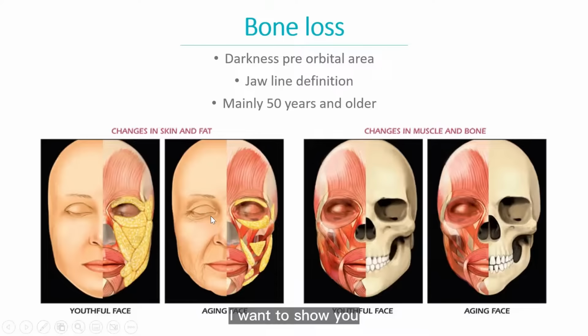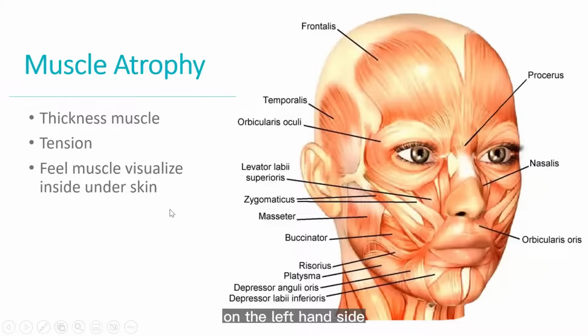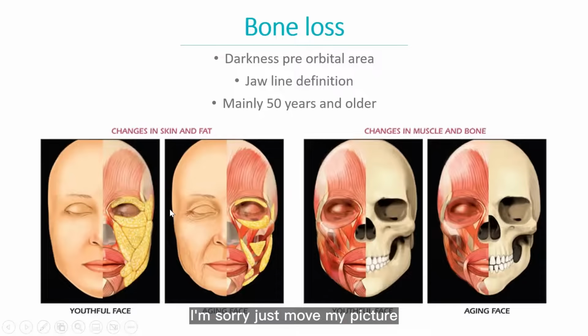On this picture, I want to show you on the left-hand side. I'm sorry, I just moved my picture. On the left-hand side, we're going to see here a youthful skin and the fat. On the second one, again, fat loss. On the right one, we're seeing muscles. If you can see, the muscles on this left picture on a young face and here on an older face are completely different. They're very thin.